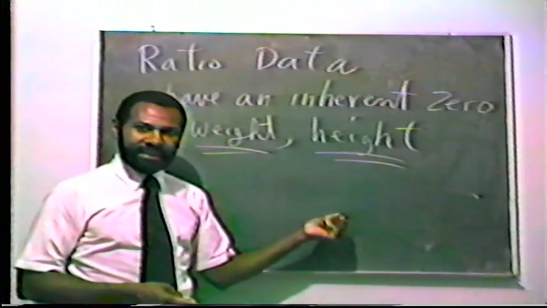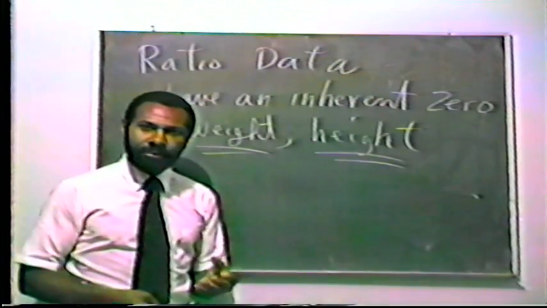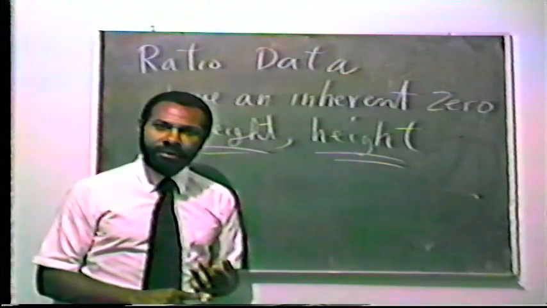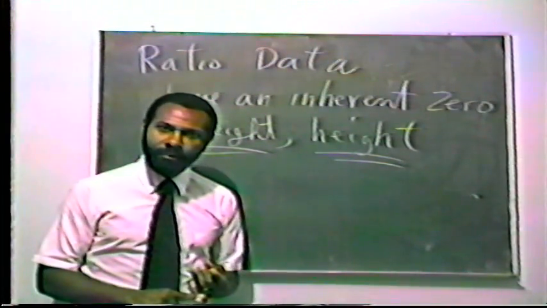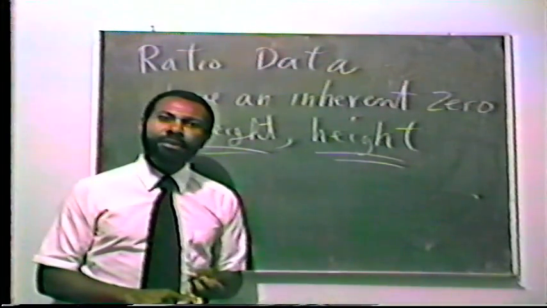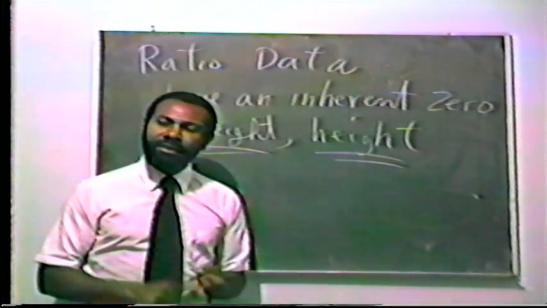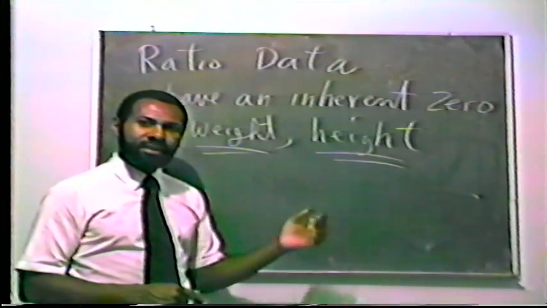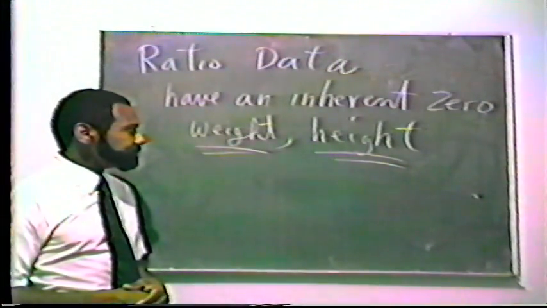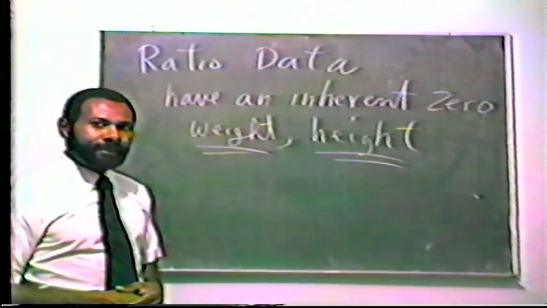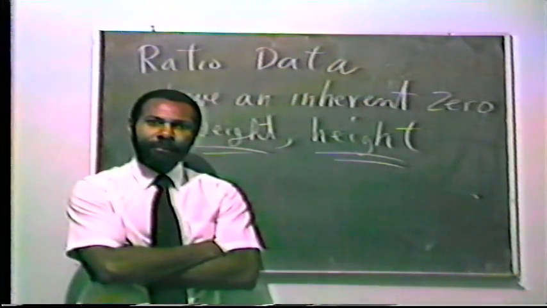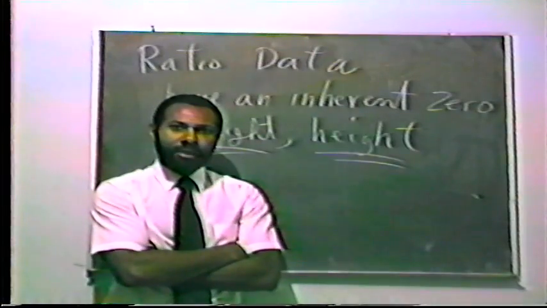The same thing with height. If it were possible for a person to have 0 height, if we measure the person's height in inches, the person's height would be 0. If we measured the person's height in centimeters, the person's height would be 0, and so forth. So there is an inherent 0 when you're dealing with these two concepts. Now, many of your physical quantities are ratio data.